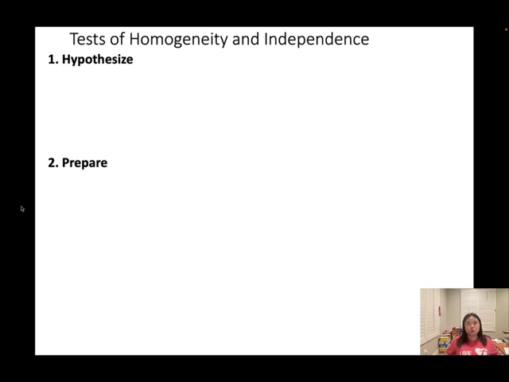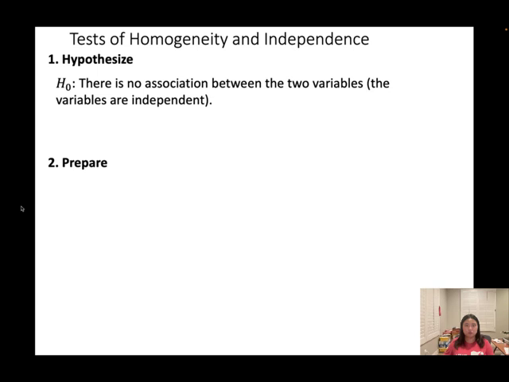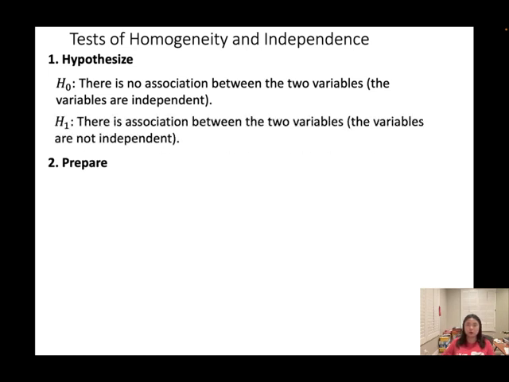So in order to work a test of homogeneity and independence, they do have the same method. First, state the hypothesis. We do have the null hypothesis: there is no association between the two variables. Another way to say it is that the variables are independent, they are not associated to each other. Alternate hypothesis: there is association between two variables, so the variables are not independent, okay?